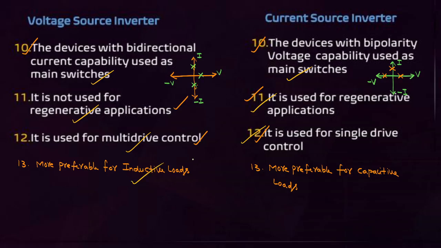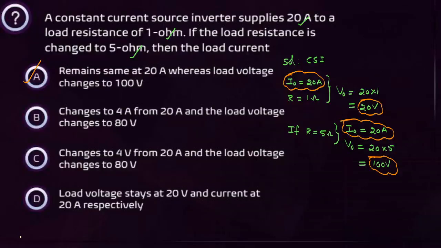More favorable for inductive loads. These are more favorable for capacitor. Okay, these are the differences between voltage source inverter and current source inverter. But don't neglect this concept, friends. This is also one of the 5-star concepts from your exam point of view. Please practice this: what are the differences between VSI and CSI?